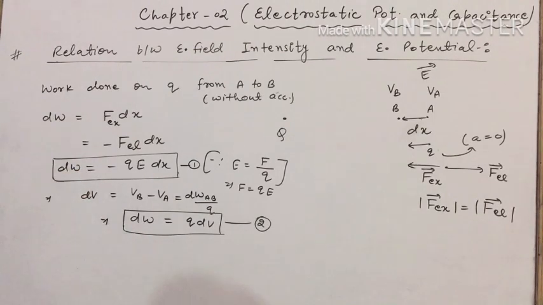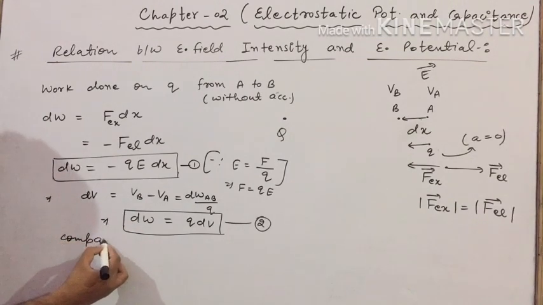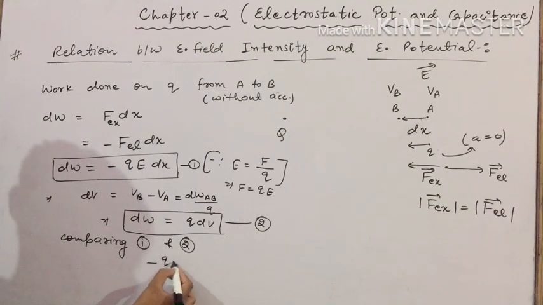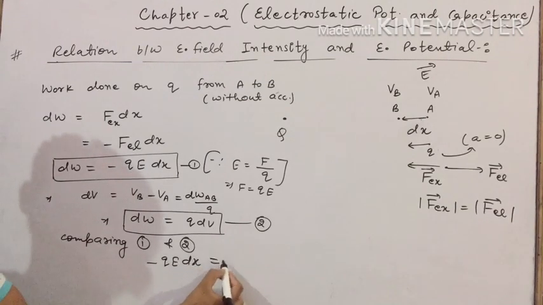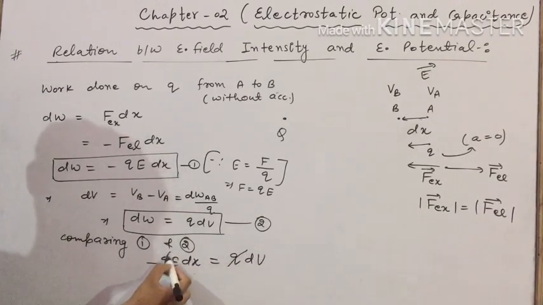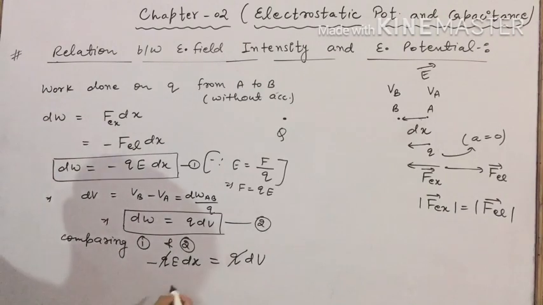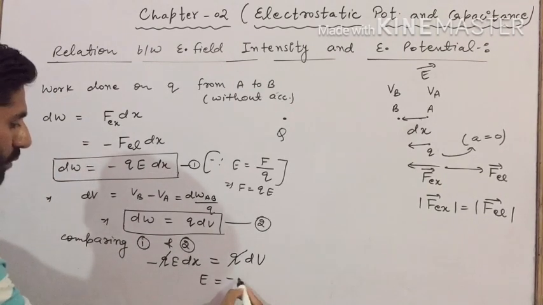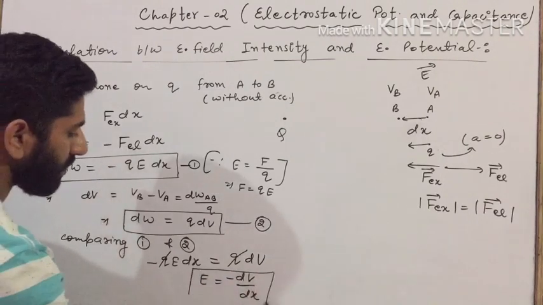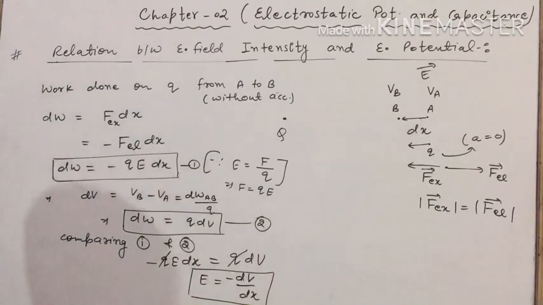Now let us compare equation number 1 and equation number 2. Comparing 1 and 2, we get that minus QE dx is equal to Q dV. This Q and Q will cancel out, and from here I can write that E is equal to minus dV over dx. So this is the relation between electric field and potential difference.